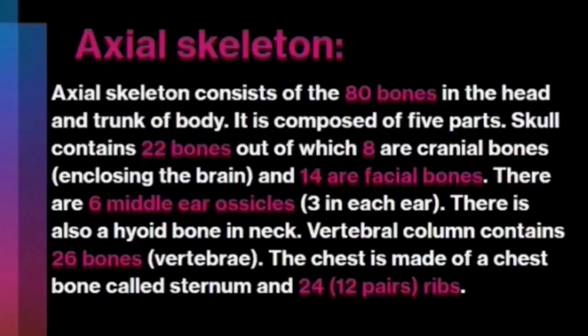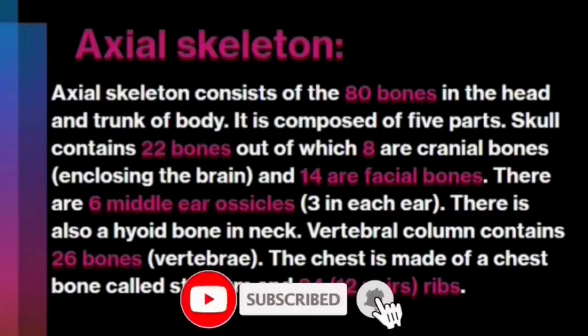Let's discuss. Axial skeleton. The axial skeleton is that part of our skeletal system which consists of the bones in the head and trunk of the body. It consists of a total of 80 bones in the head and trunk of the body. It is composed of 5 parts. The first one is the skull, which contains 22 bones, out of which 8 are cranial bones. Cranial bones are those which enclose the brain.